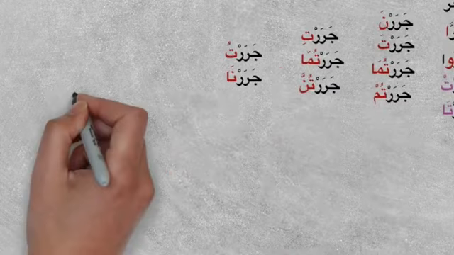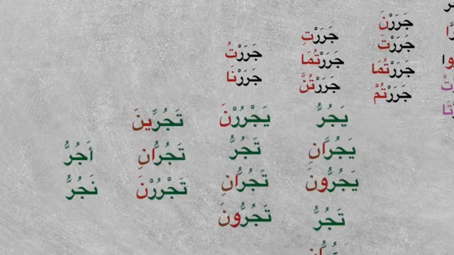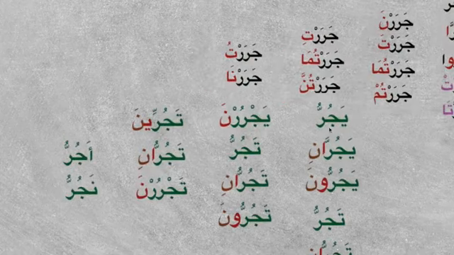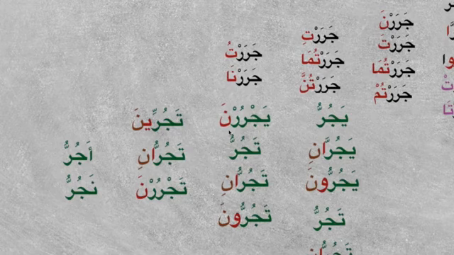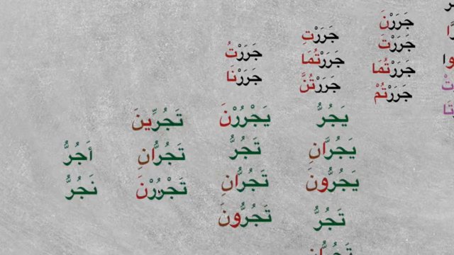So again, going to come mudari for jarra jirru. So we just quickly go through that. So yajurru is Bab Nasara, jarra yajurru. Yajurrani, yajurruna, tajurru, tajurrani, yajrurna. So mutaharrik pronouns, only two mutaharrik pronouns in mudari, and we have 9 mutaharrik pronouns in madi. Tajurrina, tajurrani, and tajrurna. Ajurru, najurru.